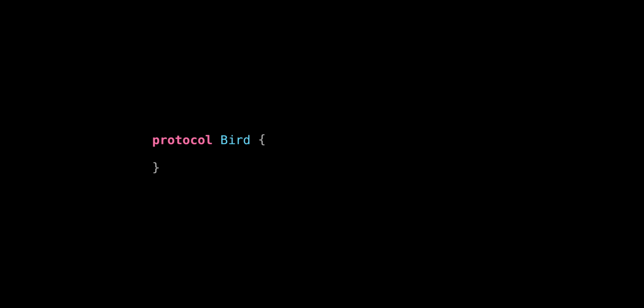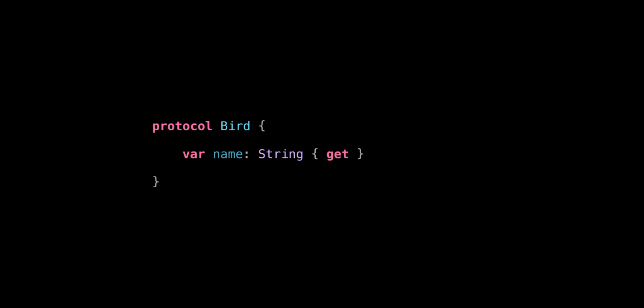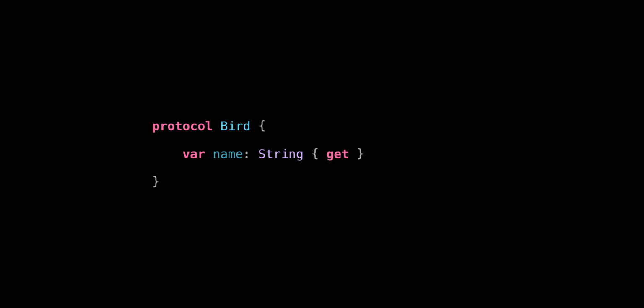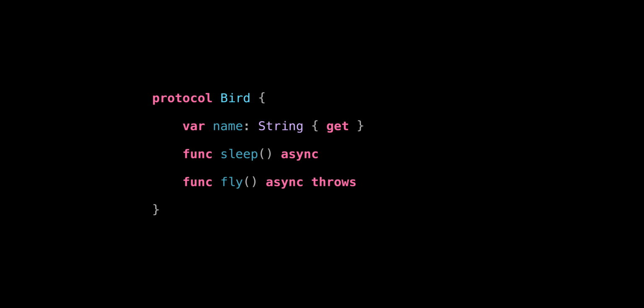Here I have the Bird protocol, and I'll go over some of my design decisions. First of all, each bird has a name, and the name is declared as an immutable property. In theory, the bird's name can change at some point, but that's between the bird and its owner. That is why protocol users don't have write access. The protocol also has two methods. Both are declared as async, and the fly method also has the throws keyword, because newly hatched birds can't fly.